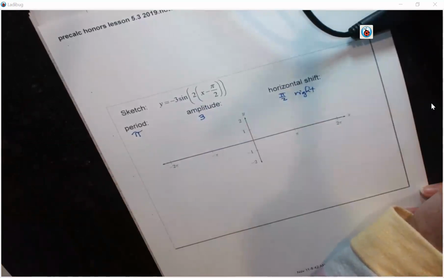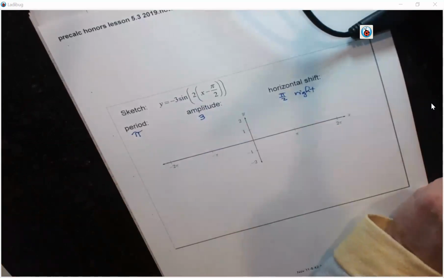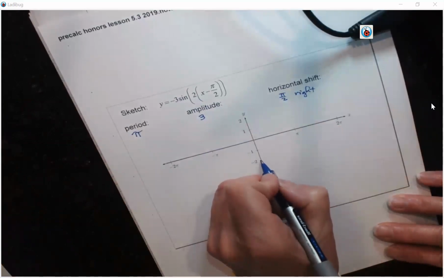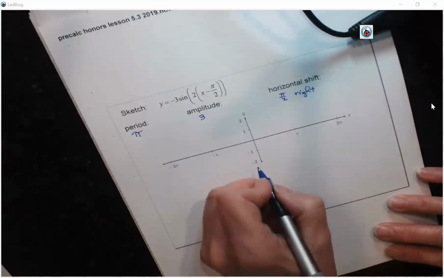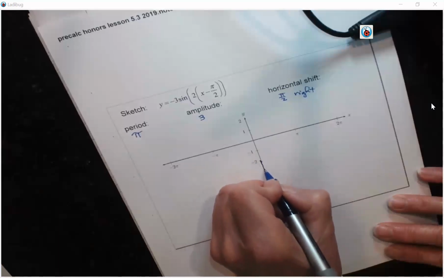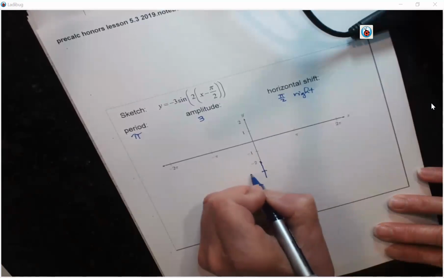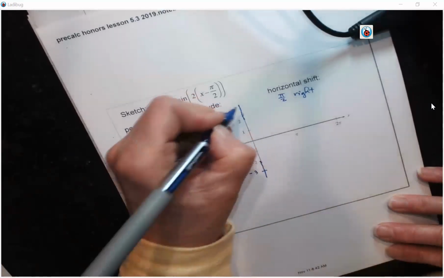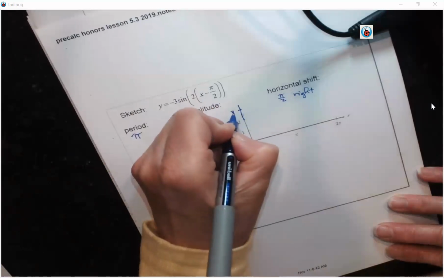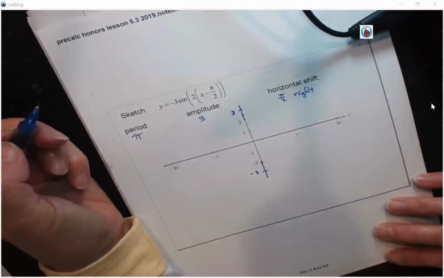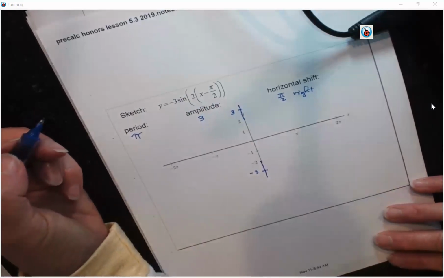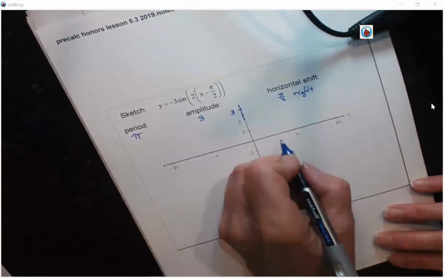The amplitude is 3, and unfortunately, I didn't do a very good job of giving myself room for an amplitude of 3, so I'm going to have to come down here a little bit farther and go a little bit farther up to put a positive 3 up here. So that's one thing I want to do. So I've accounted for my amplitude. The period is pi, but I have a horizontal shift of pi over 2 to the right.